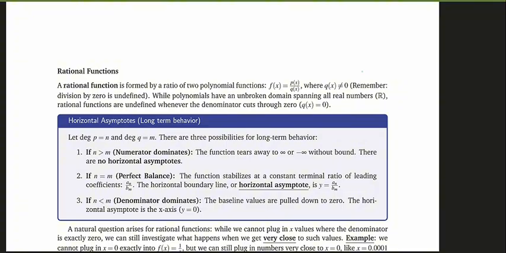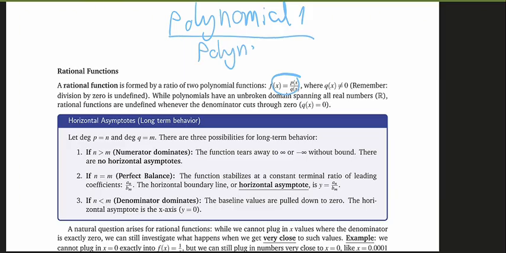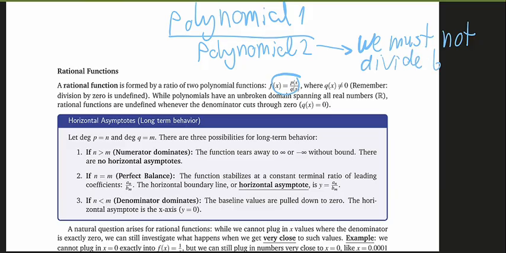A rational function is a ratio of two polynomials, meaning polynomial 1 divided by polynomial 2. Good. And remember that we must not divide by 0. Okay. So let's talk a bit about the end-term behavior of a rational function.